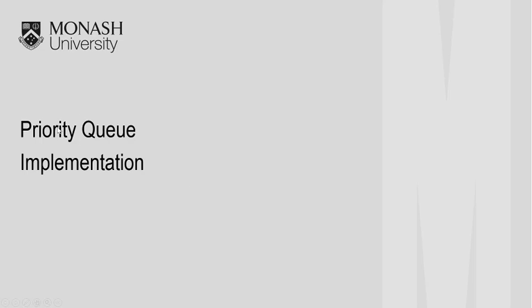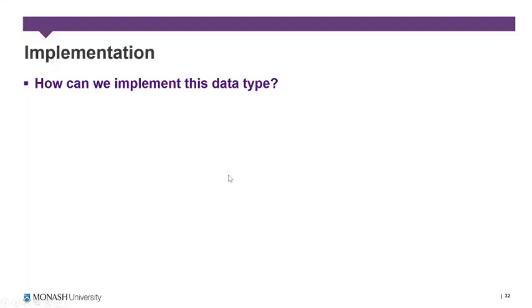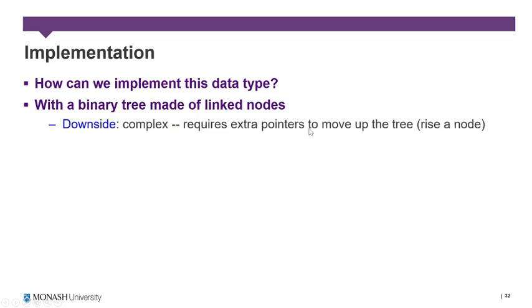So let's look at an actual implementation for the priority queue, in this example a heap implementation. So how can we implement this data type? With a binary tree made of linked nodes. Like we did before, we could have a binary search tree with links. The downside is it's complex, and it requires extra pointers to move up the tree when we need to rise, so you're not just going down, you would need to know the parent as well, which means we require a lot of memory.